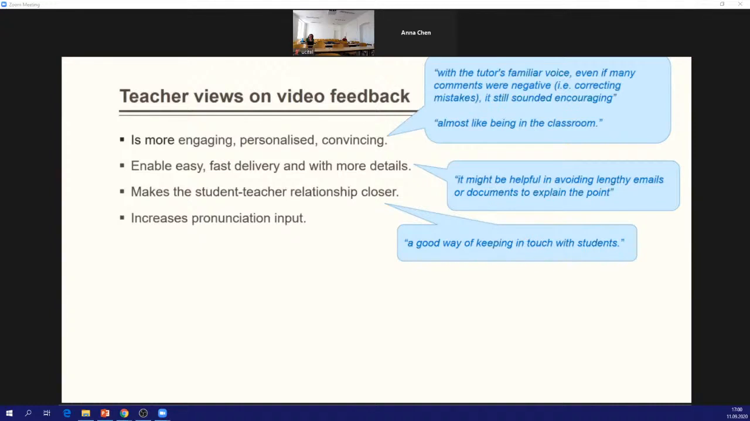Next, teachers did point out that the video allowed them to read out in the target language, which was useful for students to listen to.